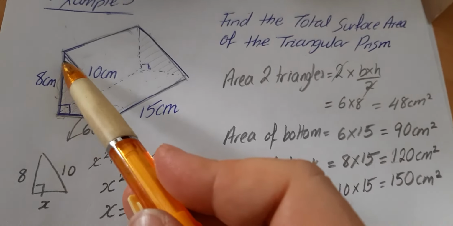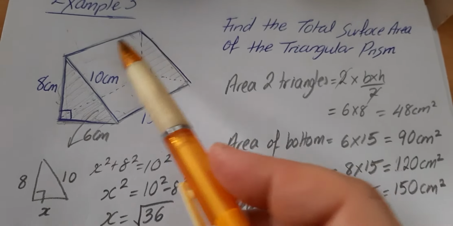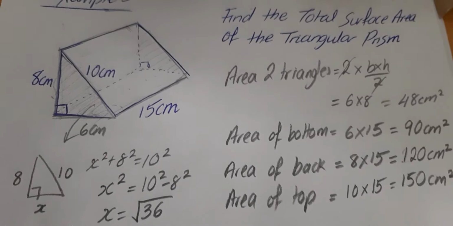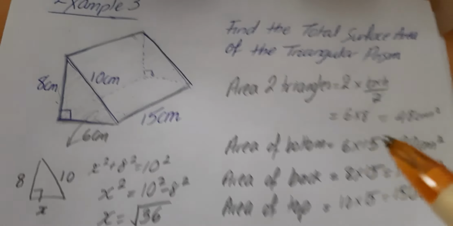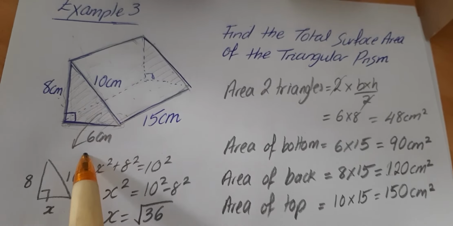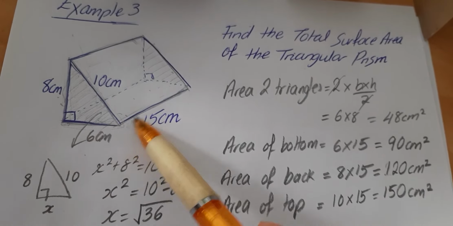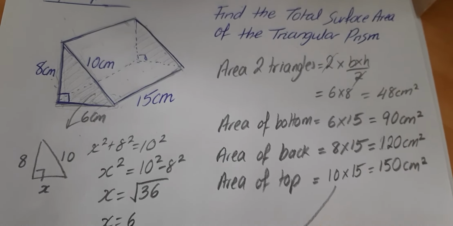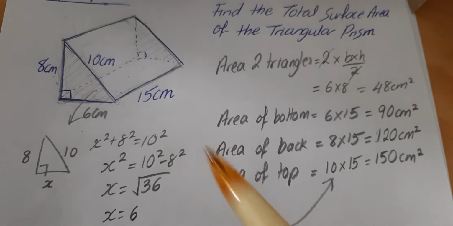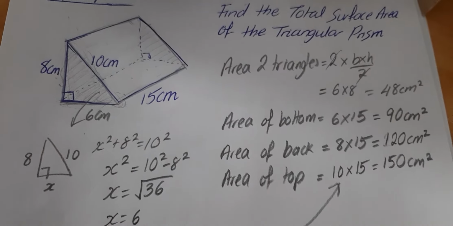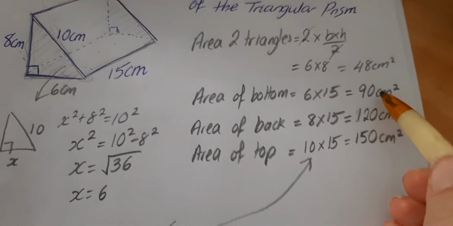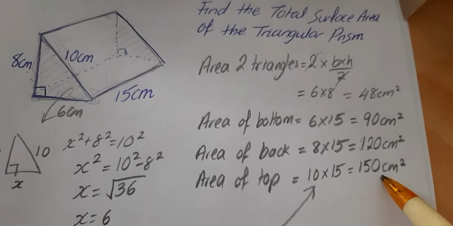So actually the parts that are not the cross section, so these rectangles that are all the way around, there is another way you could look at that. You could just find the perimeter of this and say 8 plus 10 plus 6 and just multiply your answer by 15. So a shortcut way of doing this could have been 6 plus 8 plus 10, which is the perimeter of that cross section, and then just multiply that by 15. You will get to the same answer as if you had added this 90, 120 and 150.